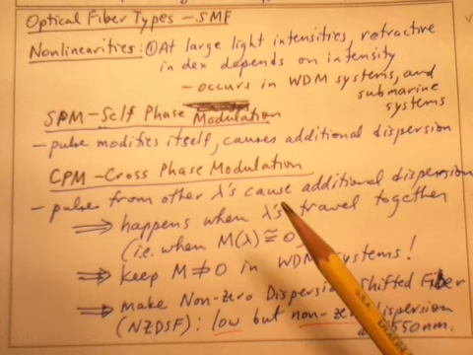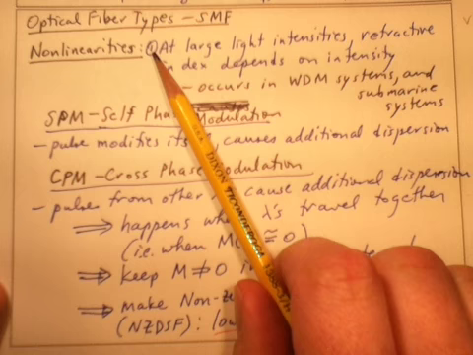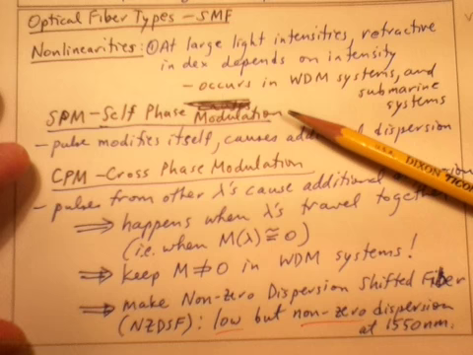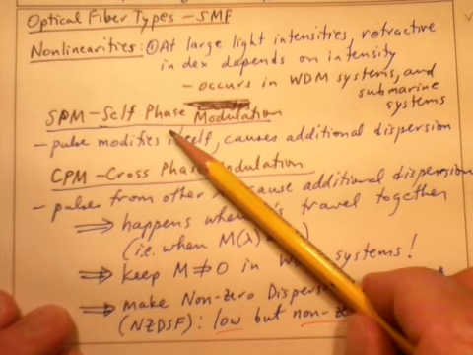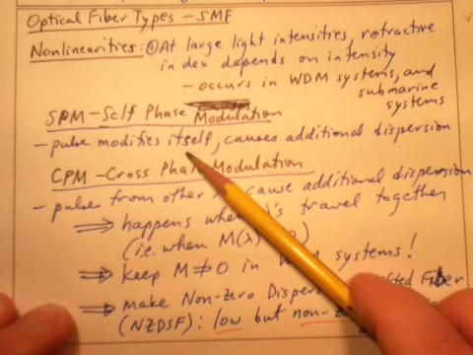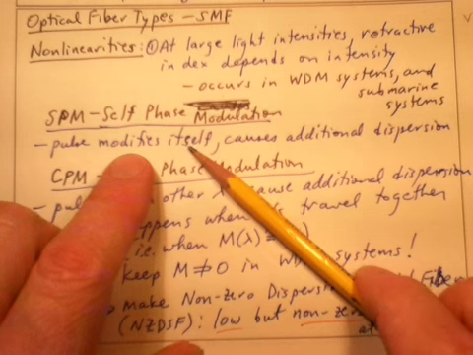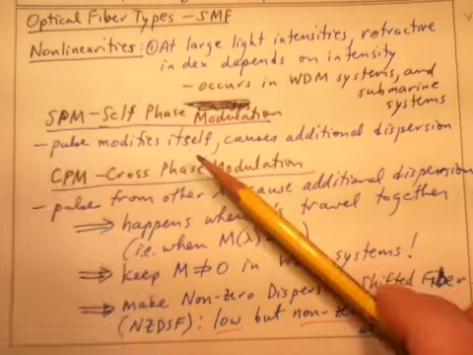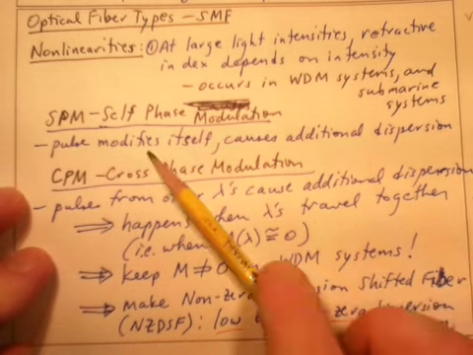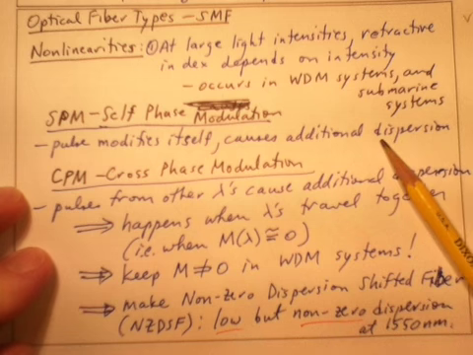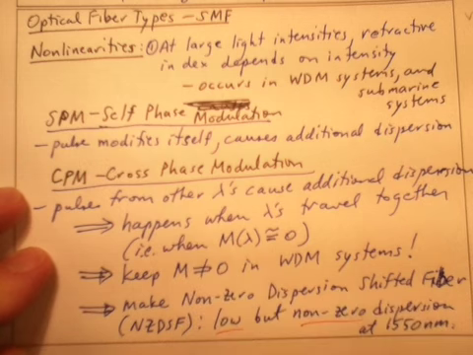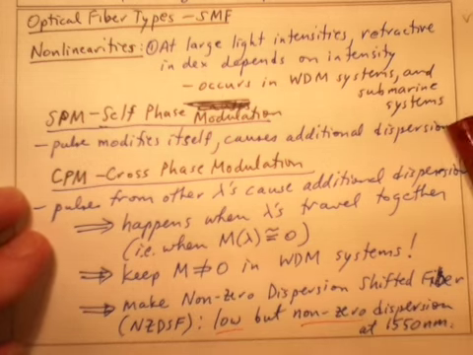So this is the first type of nonlinearity: at large light intensities, refractive index depends on intensity. There are three effects of that. The first one is called self-phase modulation, and basically, if you have a very strong pulse, it modifies itself. The strength of the pulse changes the index, and that in turn causes an effect on how the pulse propagates. The result is an increase in total dispersion for that pulse, so we have a self-phase modulation, an SPM component to the dispersion.